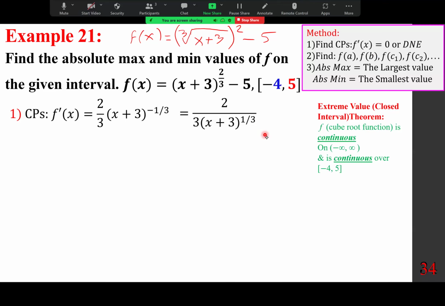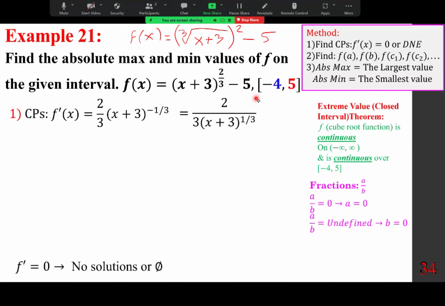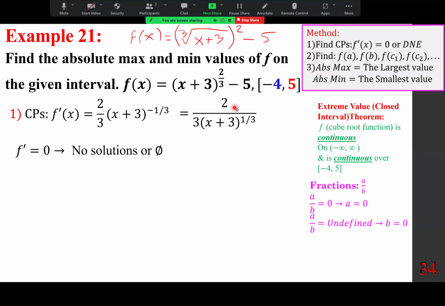So this is a fractional format. A fraction is 0 when the top is 0, and it's undefined when the bottom is 0. So a fraction of the form a over b is 0 when a is 0. So when the numerator is 0, the fraction is 0. Over b is undefined when the bottom is 0. So this is 0 when the top is 0, and that gives us no solutions. Why not? Because the numerator is a number. It doesn't matter if it's positive, negative, small or large. The numerator doesn't involve any variables.